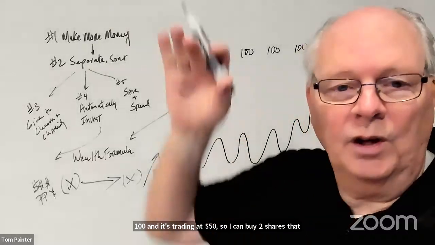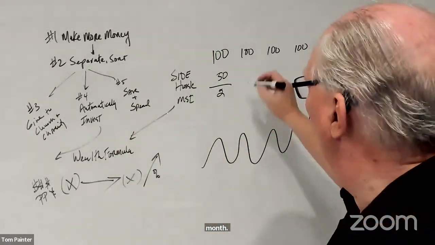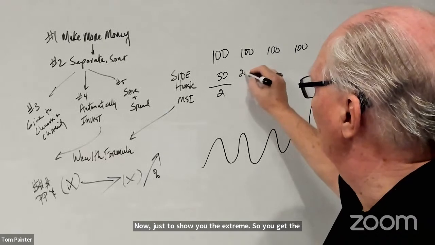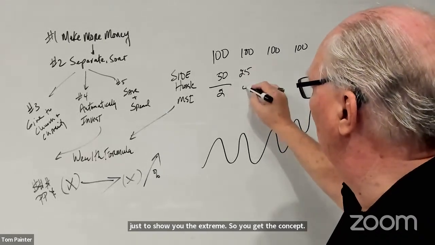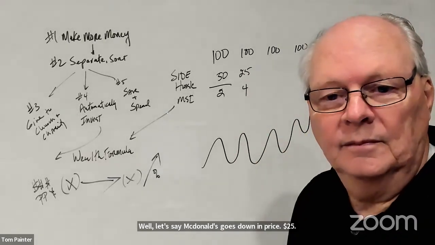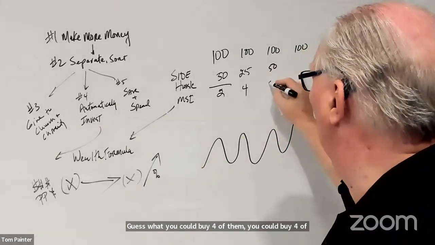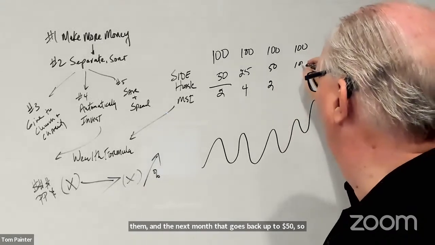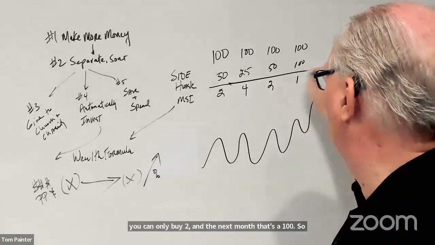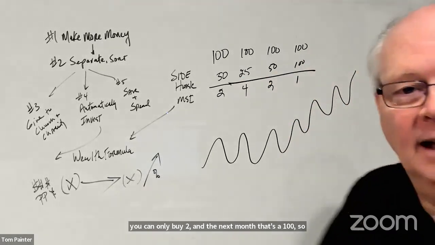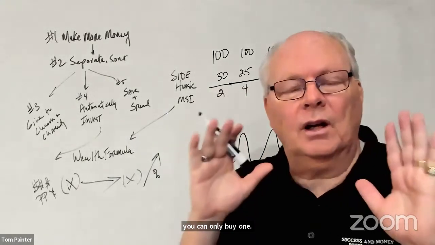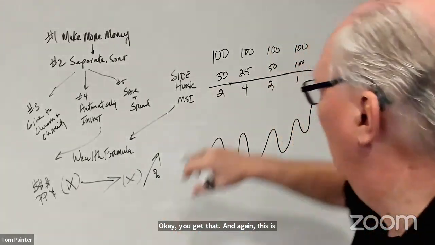Now, just to show you the extreme so you get the concept, let's say McDonald's goes down in price to $25. Guess what? You could buy 4 of them. And the next month it goes back up to $50, so you can only buy 2. And the next month it's 100, so you can only buy 1. You get that? And again, this is extreme, just so you learn the concept of this.